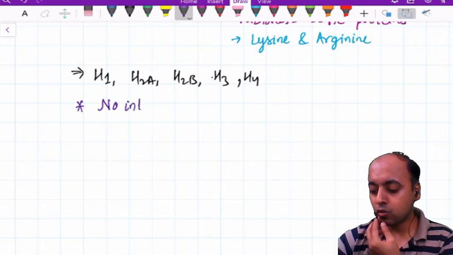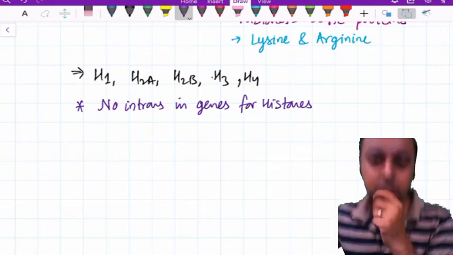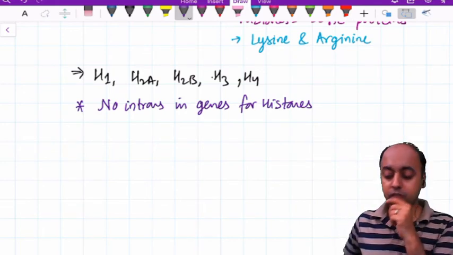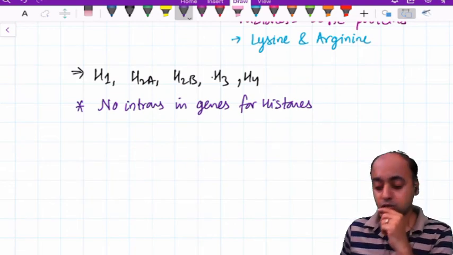Alright. Some extra points about histone which you should know: there are no introns in genes for histones. This is the unique eukaryotic protein where the gene doesn't contain introns. Almost all the genes for all the proteins will contain introns except for the genes for the histones.